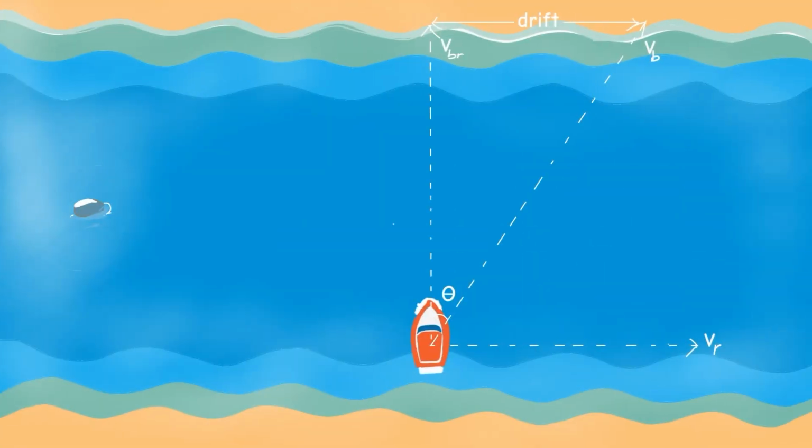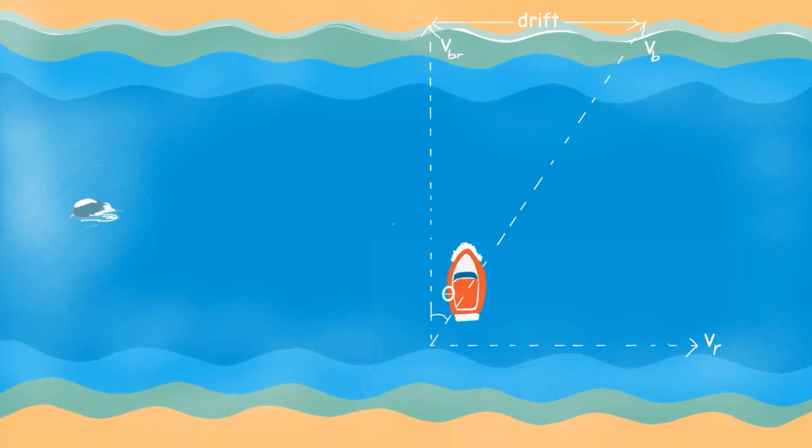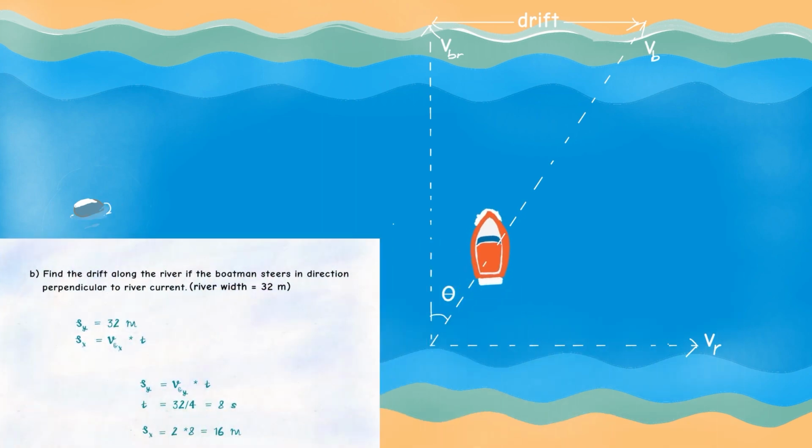Let's solve the second problem. Find the drift if the boat is steered perpendicular to the river current. Basically, drift is the displacement along x-axis when the boat reaches the other bank. Firstly, we can find out the velocity of the boat along both the axes. Using the y-axis component of velocity we can find the time to reach the opposite bank. And, using time and the x component of velocity we can find the drift.